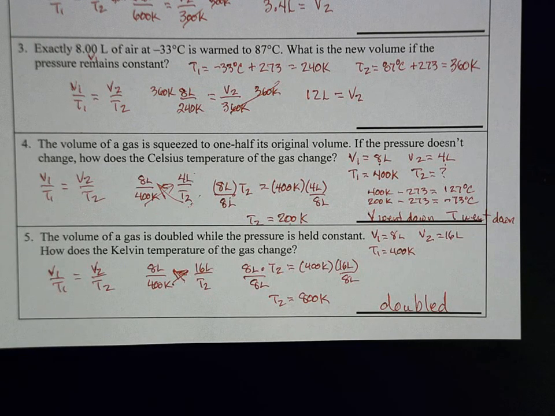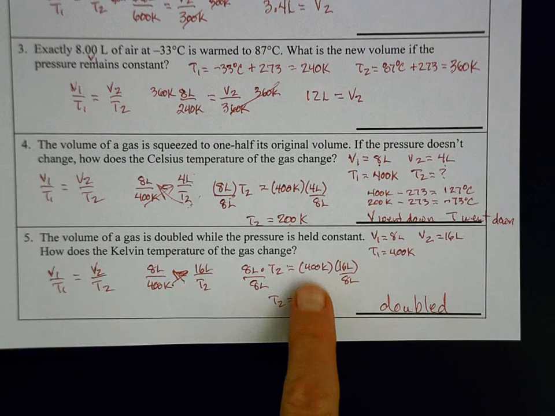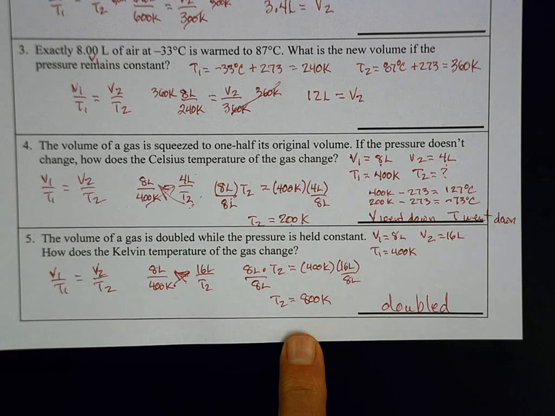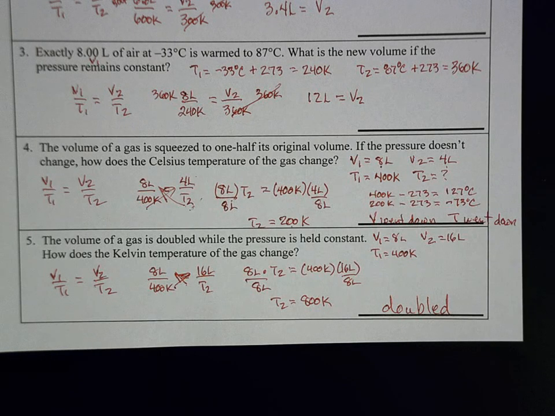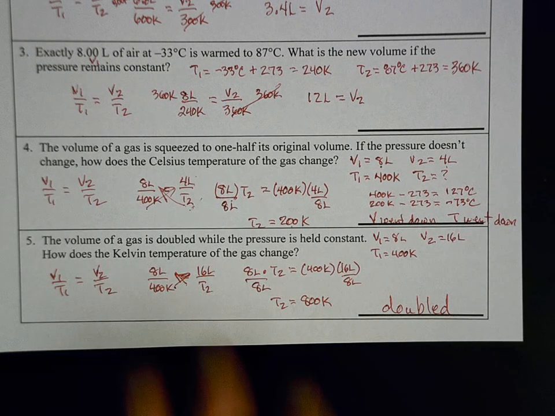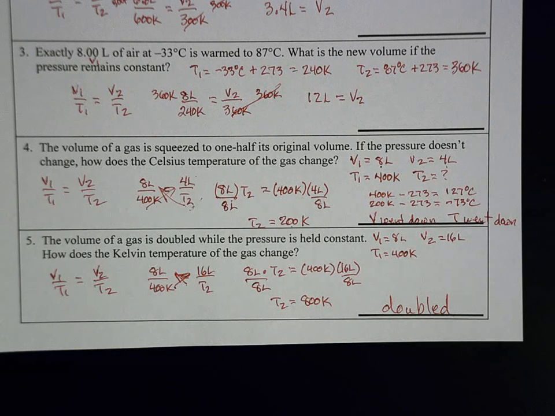And no matter what temperature I would have picked, if I'd have picked 300, it would have gone to 600. If I'd have picked 100, it would have gone to 200. It would always double if it's in Kelvin. So the law works in Kelvin. As you can see in problem 4, it doesn't work in Celsius. Any questions?